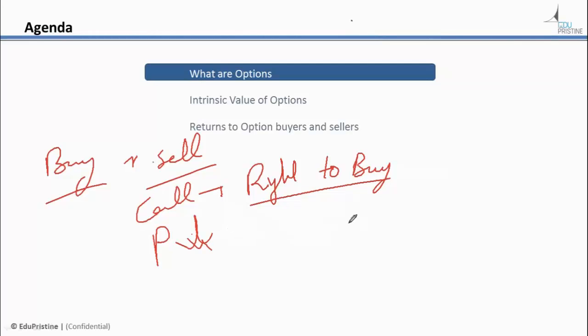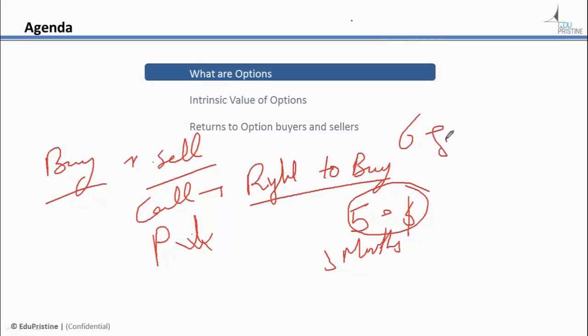So let's say I have a stock which is right now worth $50 and I buy a call option. In the call option, I agree to buy at $50 after, let's say, 3 months. So after 3 months, if the price is $60, I have the right to buy at 50. So I can buy at 50 and sell at 60. So I'll make a profit of $10.